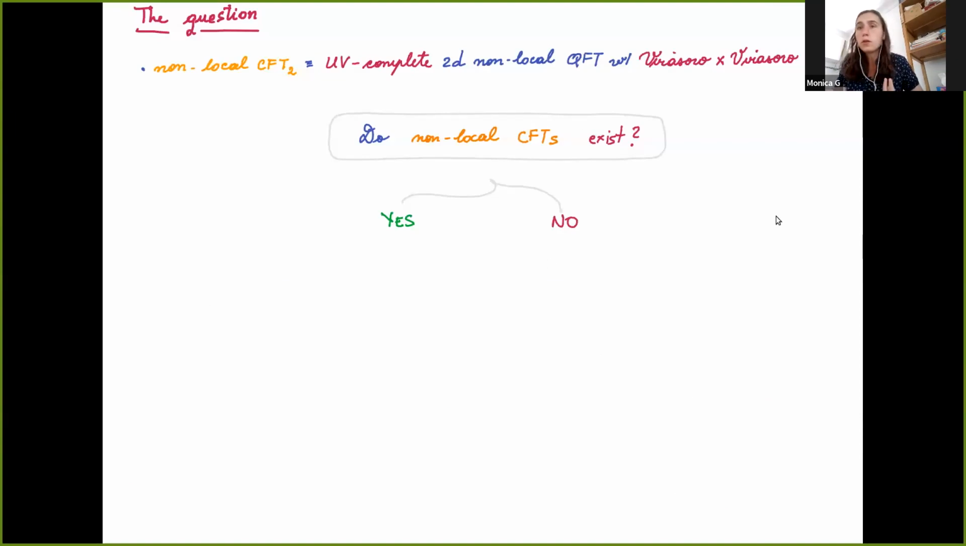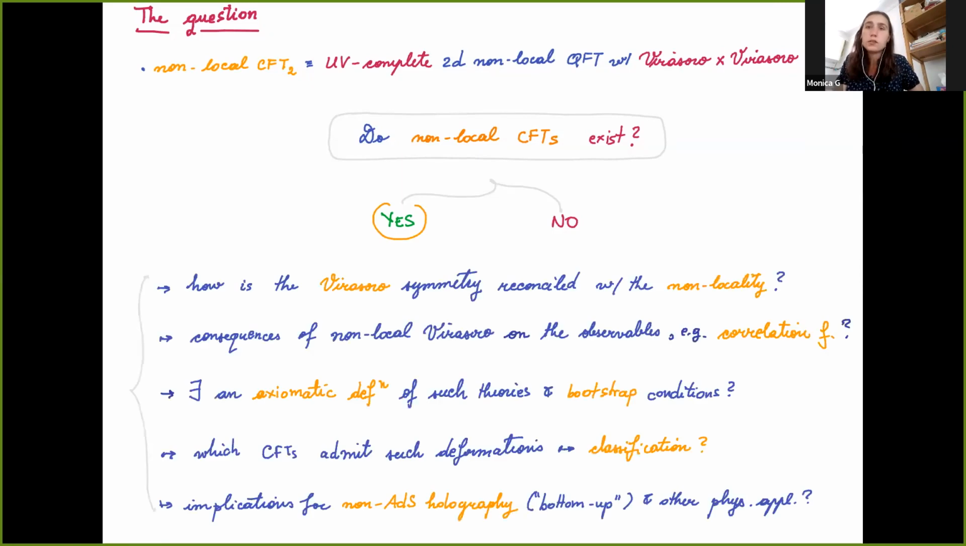The answer can be yes or no. If it's no, too bad. If it's yes, then it's really interesting because you have about a zillion questions that you can try to answer once we establish that they exist. Possibly the first one is, how is this Virasoro symmetry reconciled with the non-locality of the theory? Of course, we think of Virasoro as being generated by local conformal transformations. So how can you have this in a non-local theory? What are the consequences of this non-local Virasoro on observables, such as correlation functions?